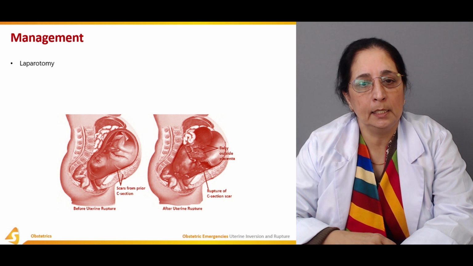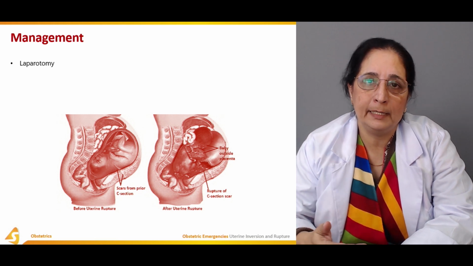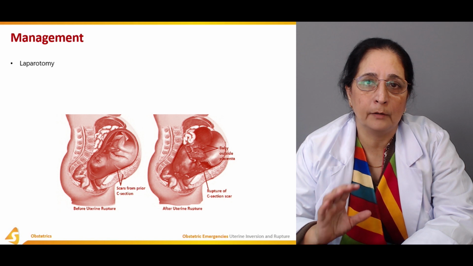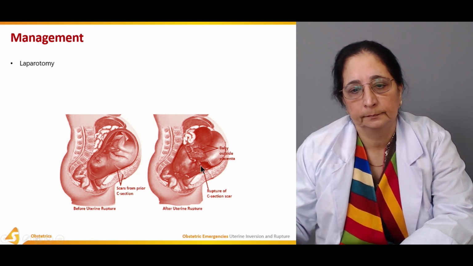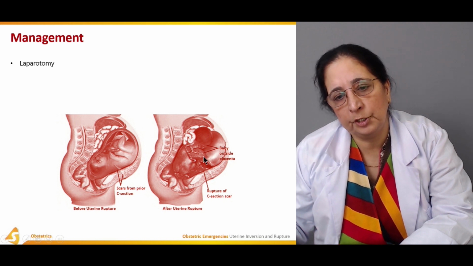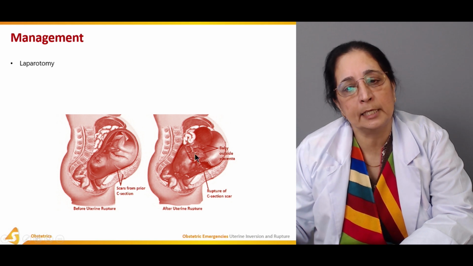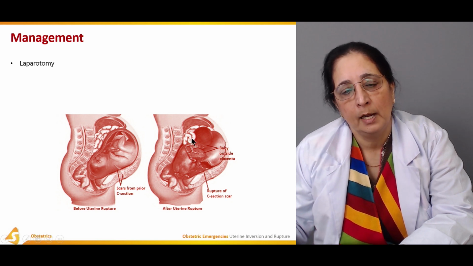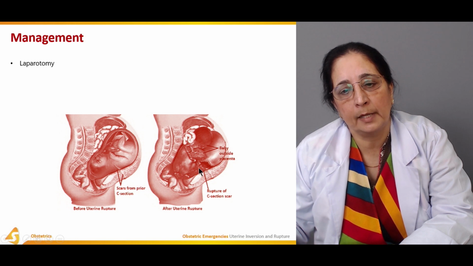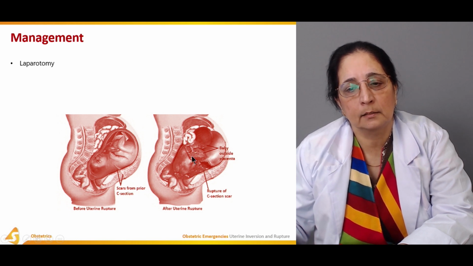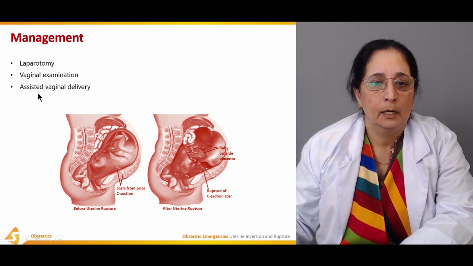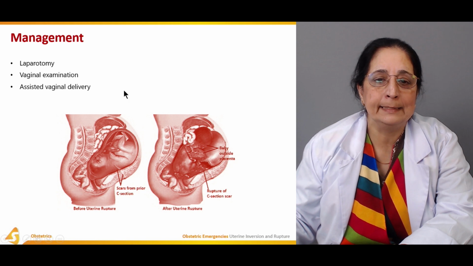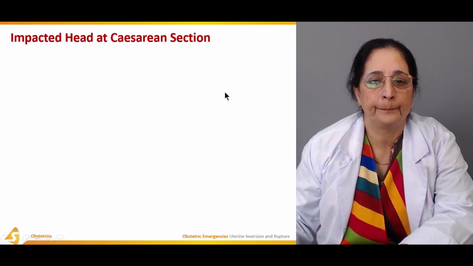Management is laparotomy, opening of the abdomen, and repair of the uterus if there is rupture of the uterus. This was the picture that shows the uterine scar. As a result of the previous C-section, there is rupture and the baby comes out of that ruptured uterus. Vaginal examination. Assisted vaginal delivery can be performed.